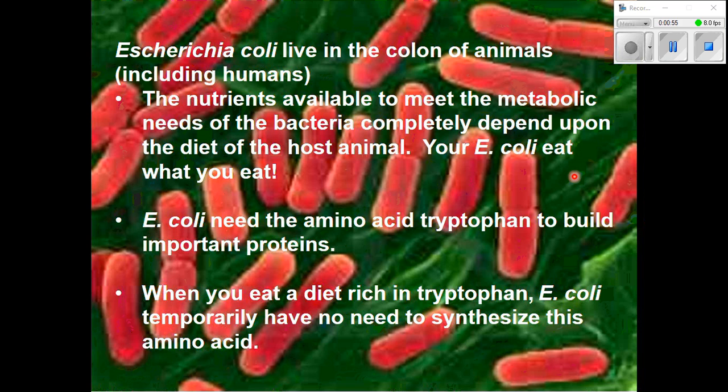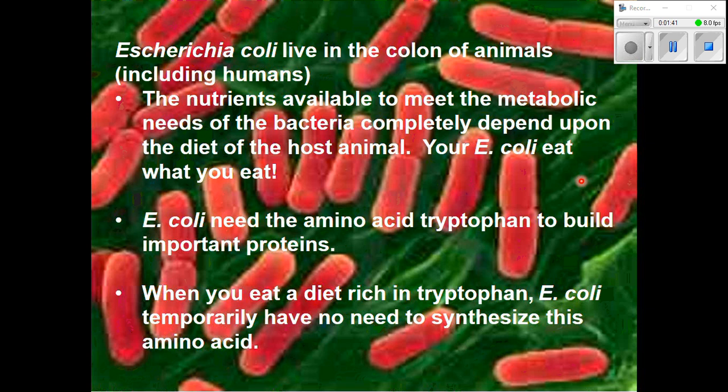So take tryptophan, for example. Tryptophan is an amino acid. E. coli have to have tryptophan in order to survive. So if you have not eaten anything recently that contains a large amount of tryptophan, the E. coli living in your colon are going to have to make their own tryptophan using metabolic pathways that they have in their cytoplasm. On the other hand, if you have recently eaten something that is rich in tryptophan, then there is plenty of this amino acid available for the E. coli, and they no longer need to manufacture it.